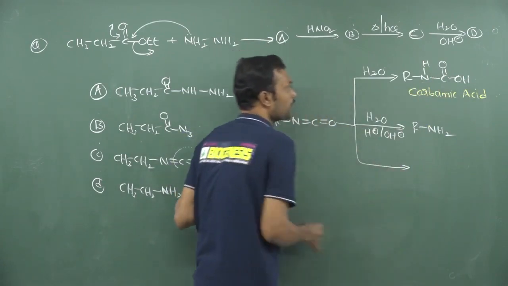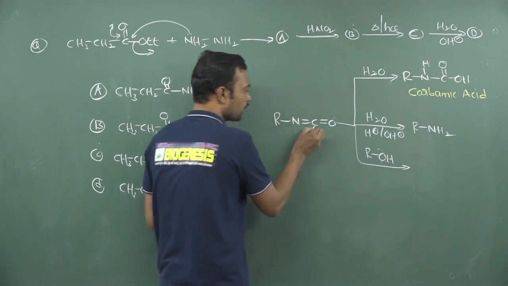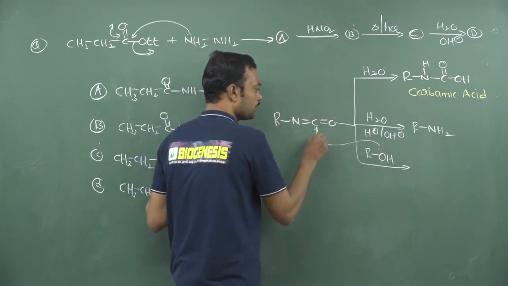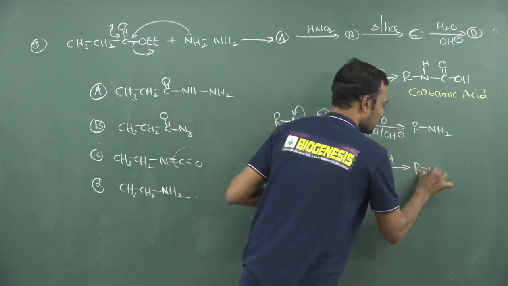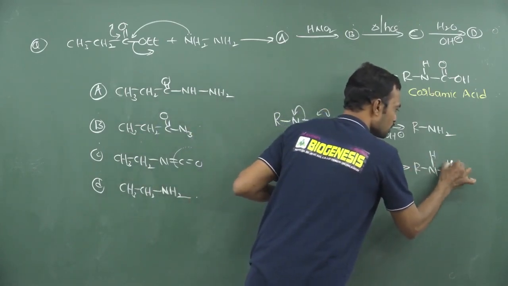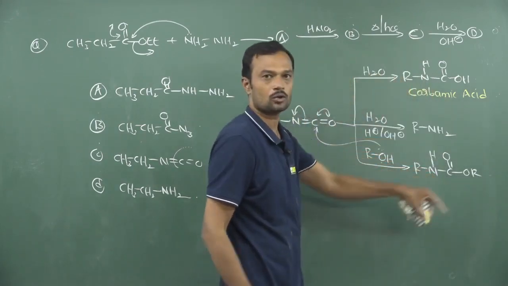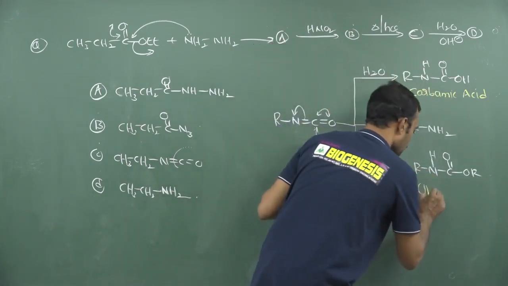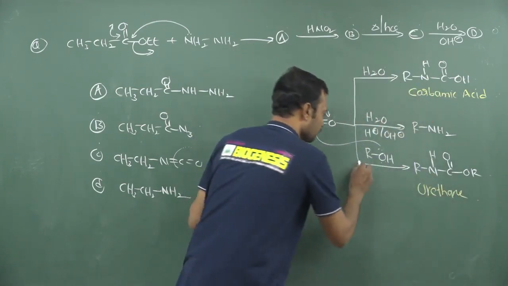Okay. Now in place of water molecule, if I use any alcohol, then alcohol will attack on this carbon. Every time this will attack here. Now here back to back resonance, it will migrate on nitrogen. So can I write like this? Nitrogen carries hydrogen. This is C double bond O and this is alkoxy. In place of hydroxy, written alkoxy. So this is the most important molecule. This is called urethane.